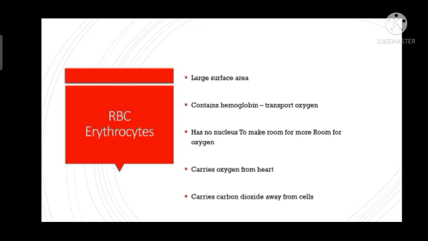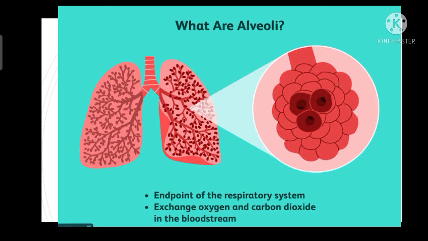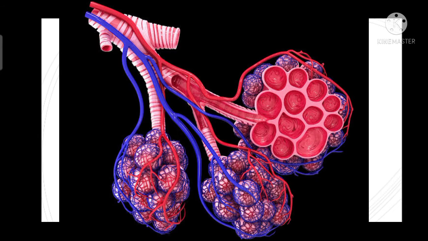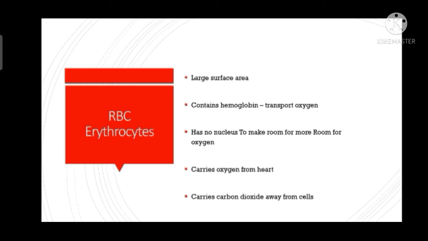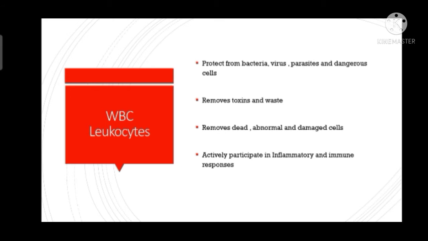So where does this happen? In the lungs. The air exchange happens in the alveoli. Alveoli are the point wherein the carbon dioxide and oxygen exchange happens. The fresh oxygen that we take in gets dissolved in the blood in the alveolar sacs in the lungs. Let's move on to the next slide, which is WBCs.